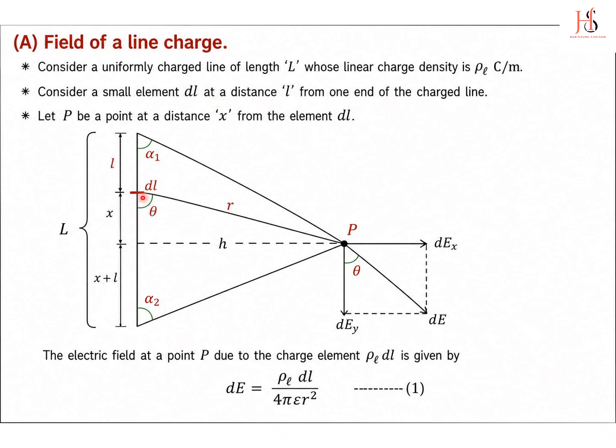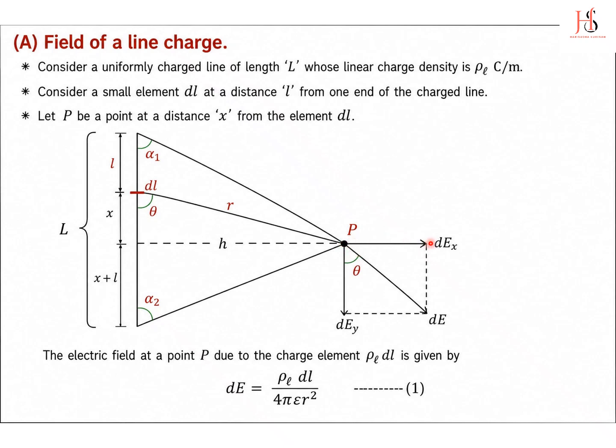So we are going to consider a small distance dl. So this is dl, and its length from the end to this point will be small l. Now let P be a point at a distance x from the element dl. So we are just joining the line over here. Therefore, we want to find the electric field at the point P.